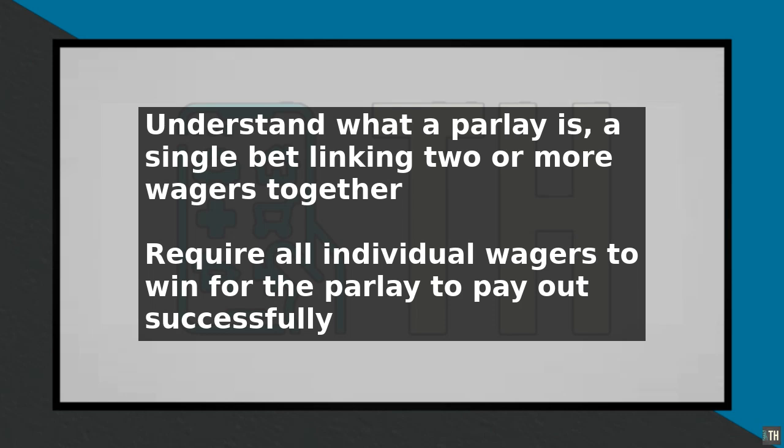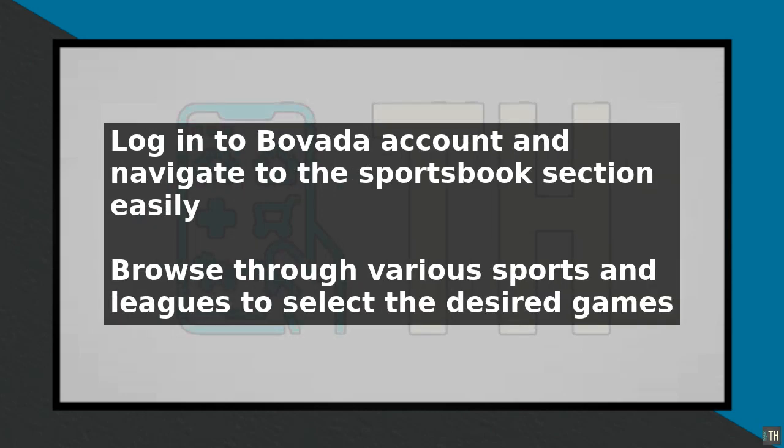If you do not have an account, create one and make a deposit to start betting. Once logged in, navigate to the sportsbook section where you can browse through various sports and leagues. Select the sport and league you are interested in betting on and choose the games you want to include in your parlay. You can select multiple games by clicking on the odds for each game.